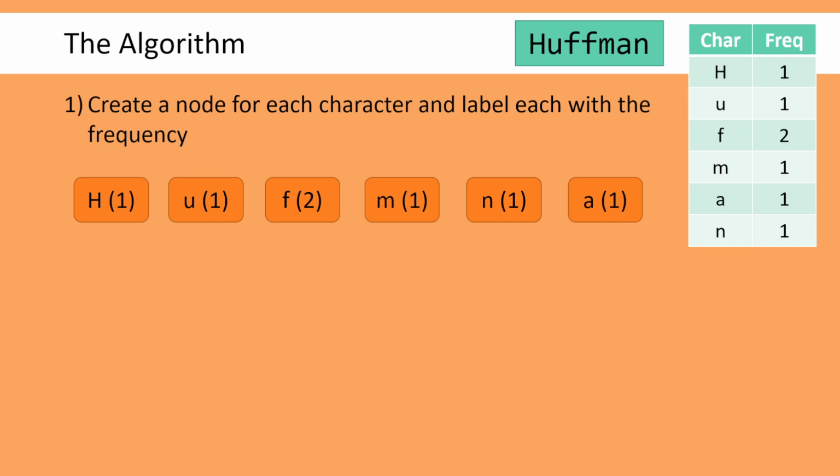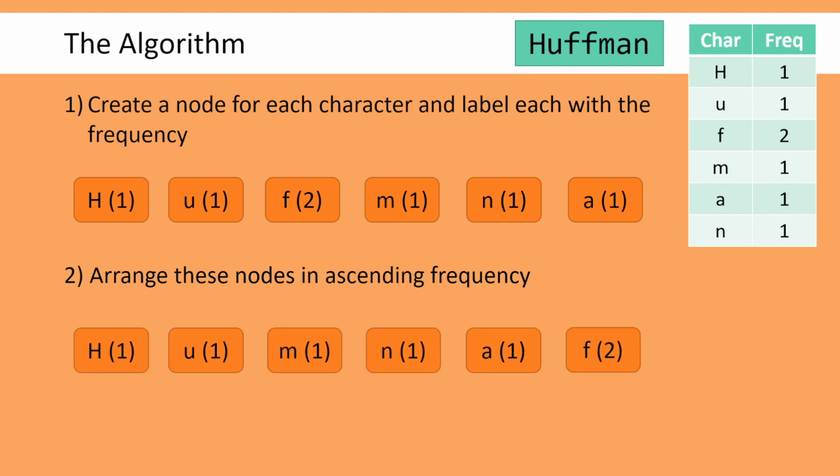Here are those characters with their frequency. So we can see that I have represented each of the letters along with their frequency in brackets. I can arrange them in ascending order. So in this case, H, U, M, N, A, and F are 2. And by ascending I mean how many times they repeat. So 1s go first and then our 2s.